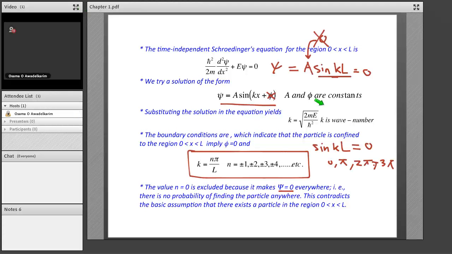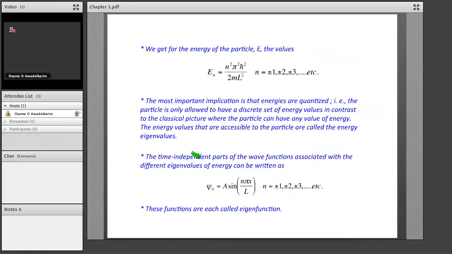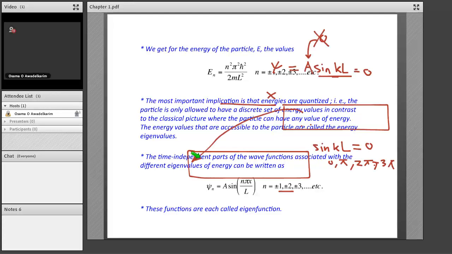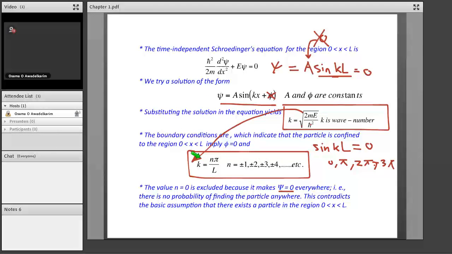K relates to the energy. K is equal to the square root of 2mE over h bar squared. So we can use this value of energy here instead of K. Let's see, what do we get? If we substitute, then we get values for E, which depends on n.